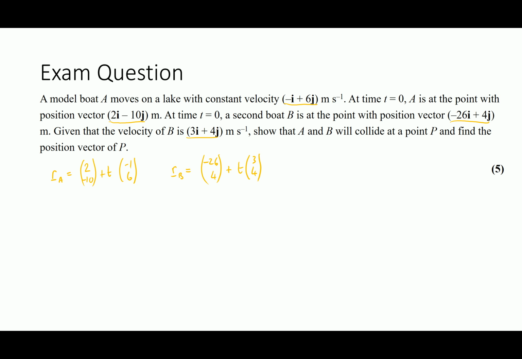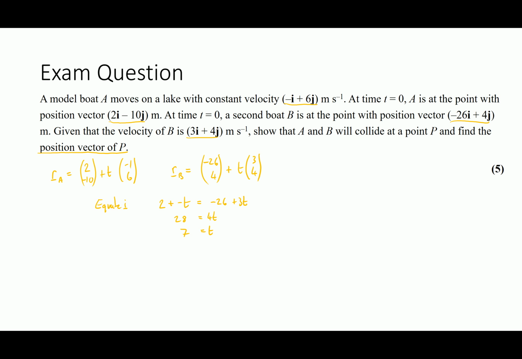I now need to show collision, and I want to find the position of this collision. And because I want to find the position, I'm going to use option A as my method. So that starts with equate i, and if I equate the i components, again I can just look at the top rows and it comes out so easily. 2 plus negative t is equal to negative 26 plus 3t. Solving that, I've got 28 is equal to 4t, or 7 is equal to t.